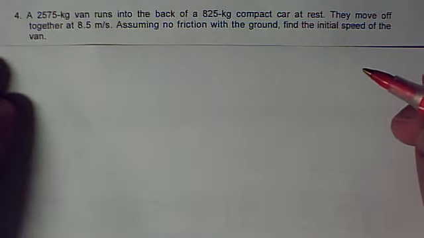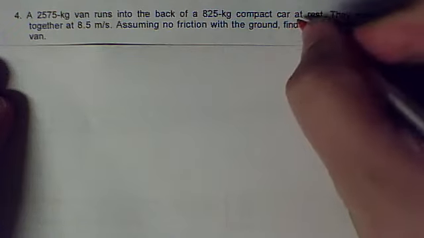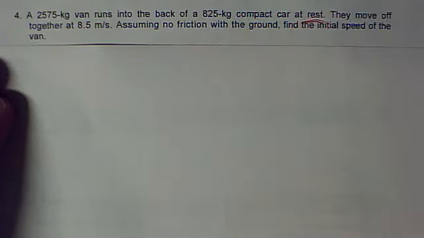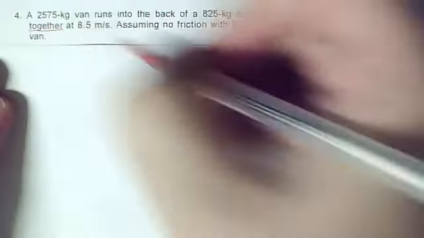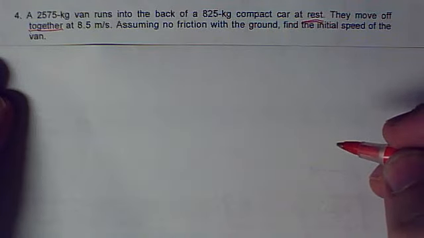Okay, example problem number 4. A 2,575 kilogram van runs into the back of an 825 kilogram compact car at rest. They move off together at 8.5 meters per second, assuming no friction with the ground. Find the initial speed of the van, which is that one.